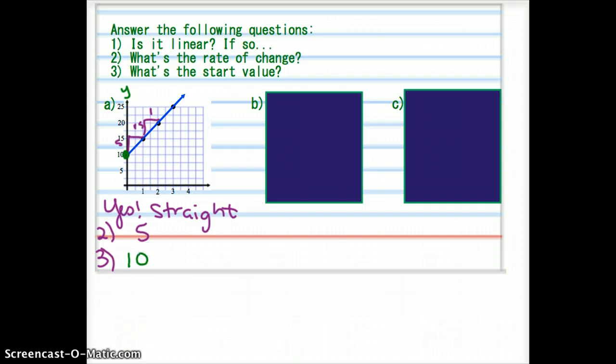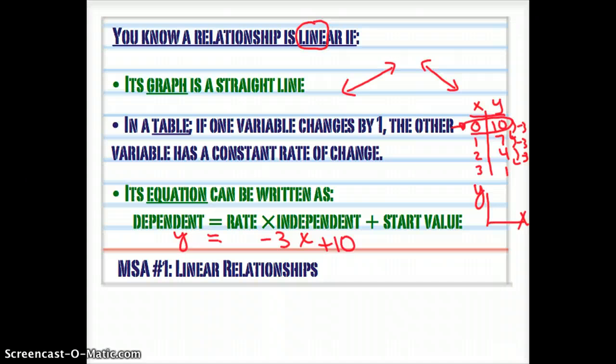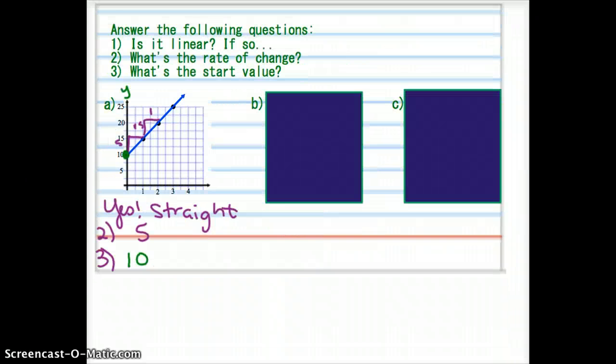And if I wanted to write an equation for that, I'm going to look back here. My equation can be dependent equals rate times independent plus start value. So my equation will be dependent, y, equals rate, which is 5, times independent, which is x, plus my start value, which is 10. So y equals 5x plus 10 would be a good equation for that graph.